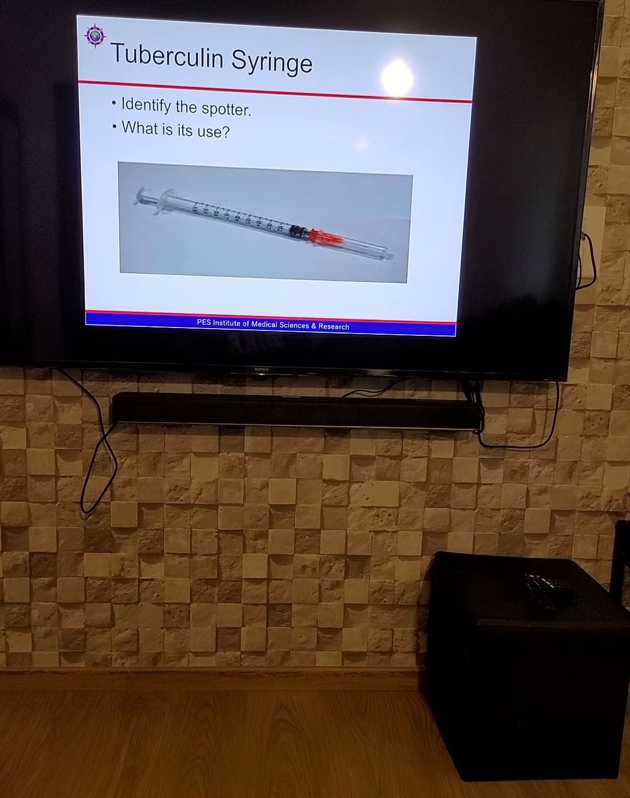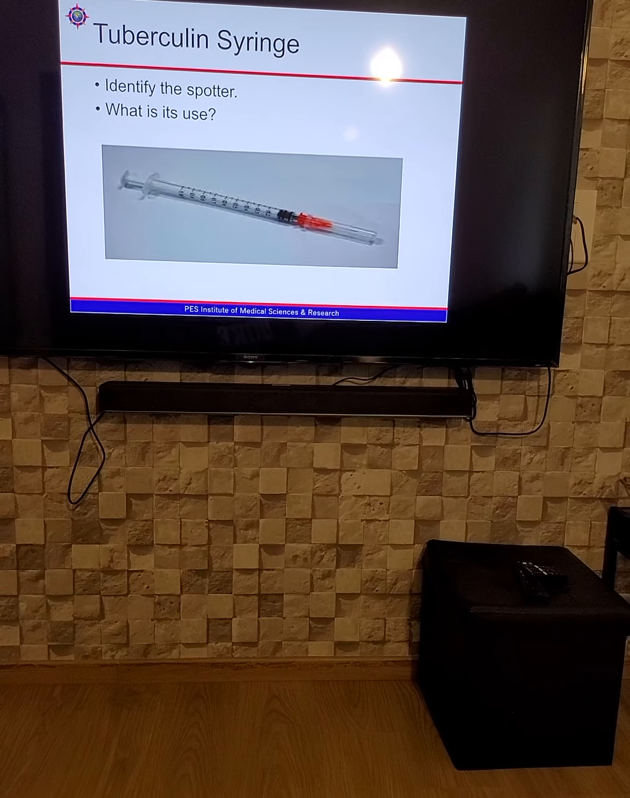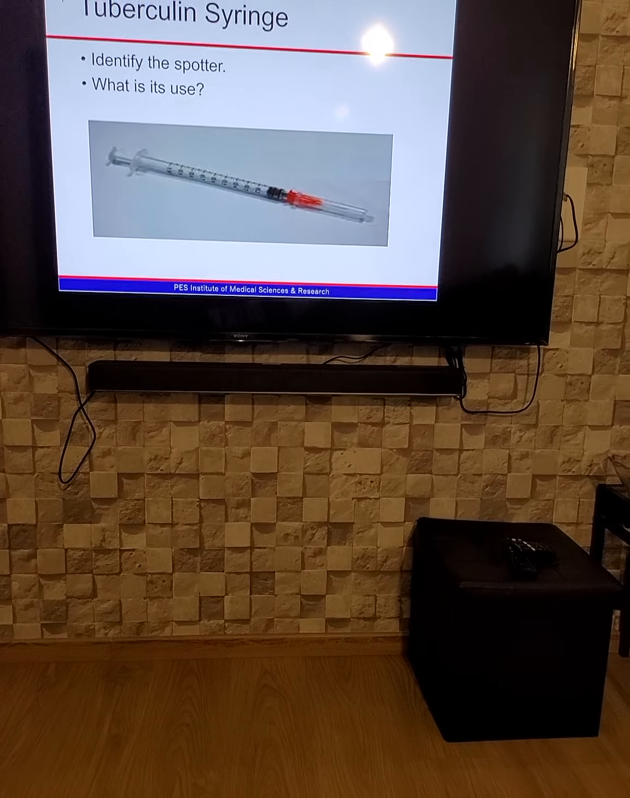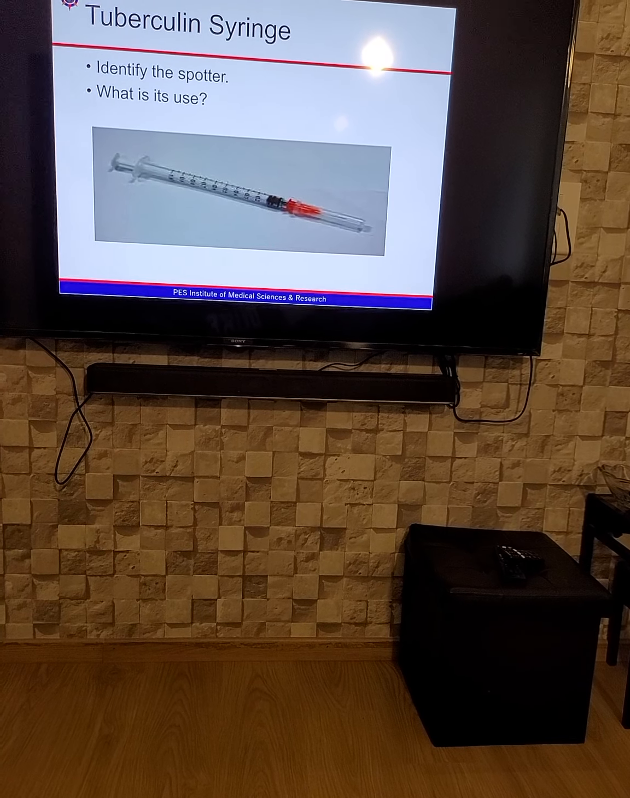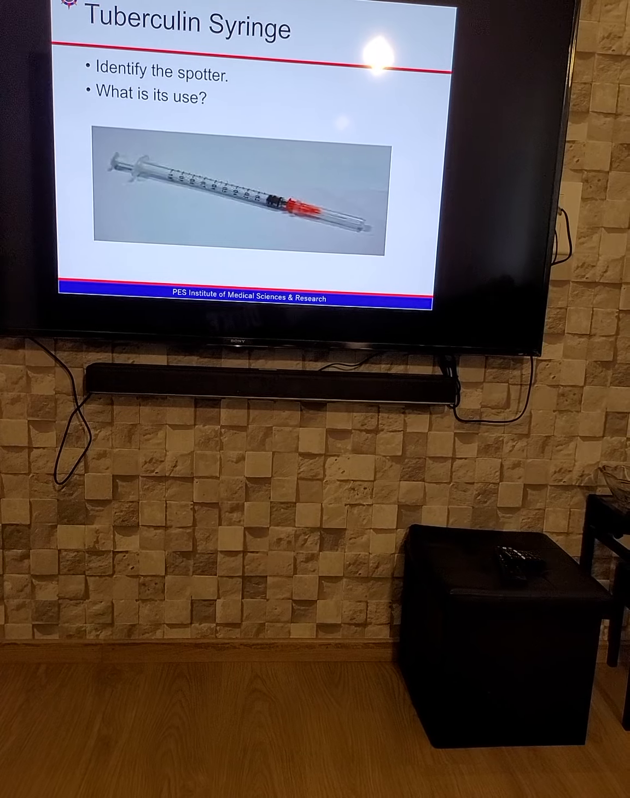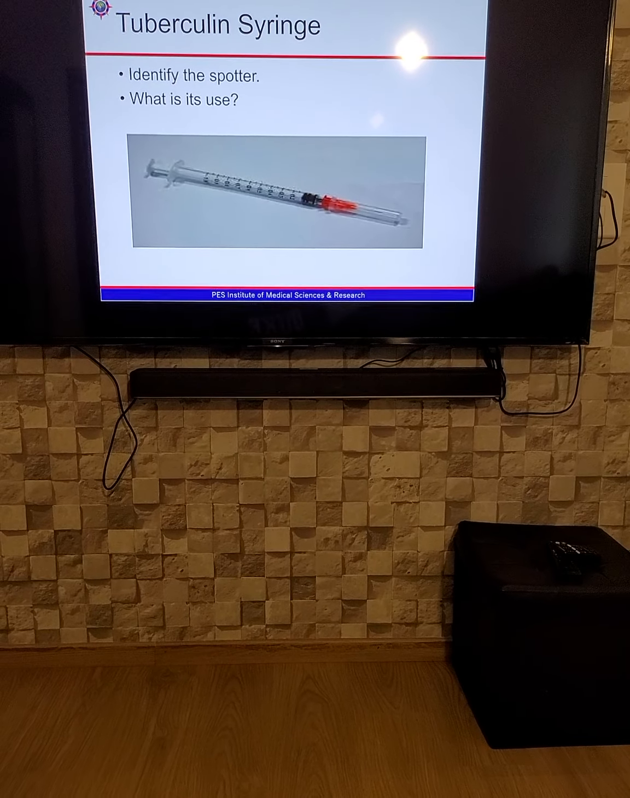This is tuberculin saline used for doing the Mantoux test. 0.1 ml of PPD, purified protein derivative or old tuberculin, is injected in the volar surface of the arm. After 48 to 72 hours, the induration is measured.